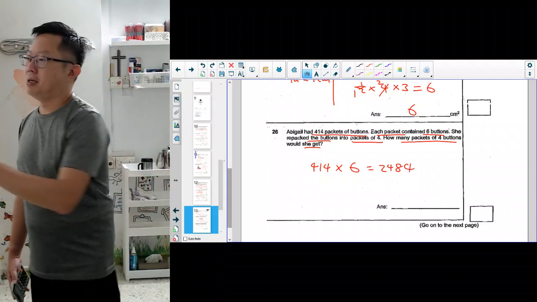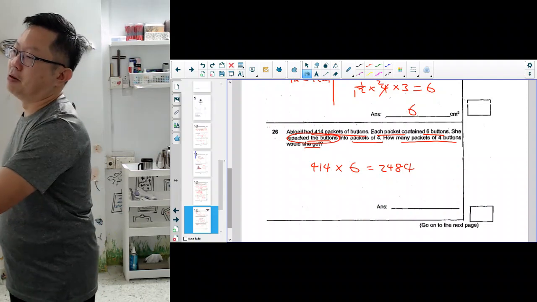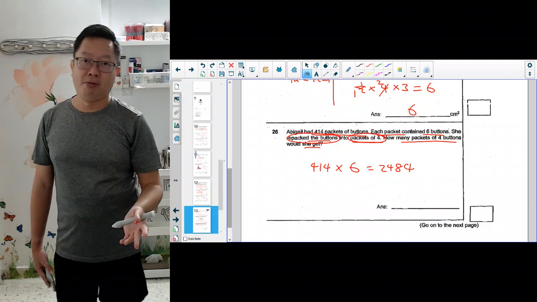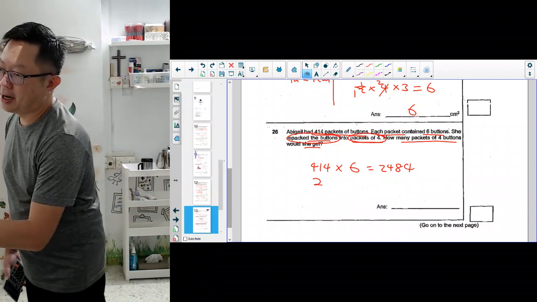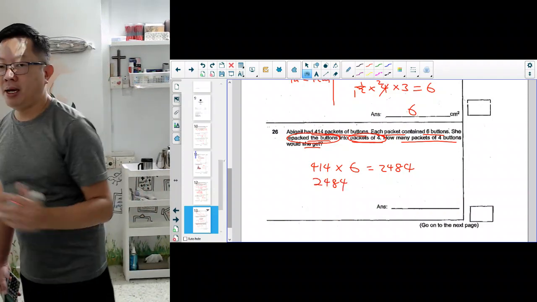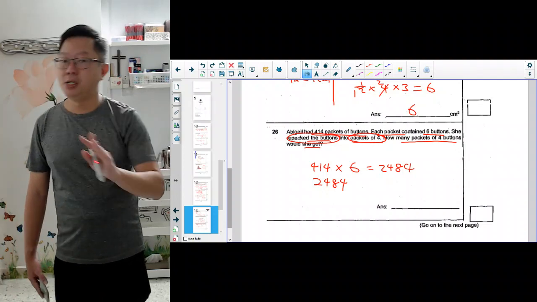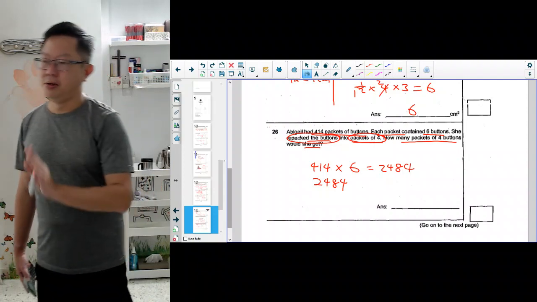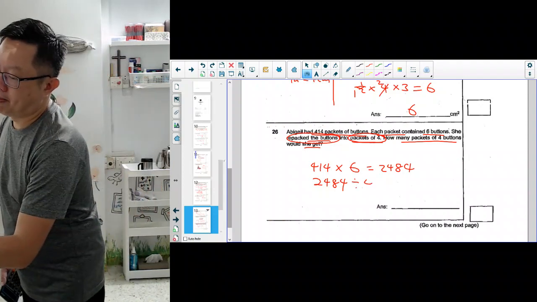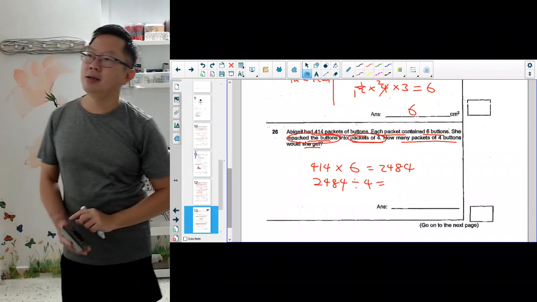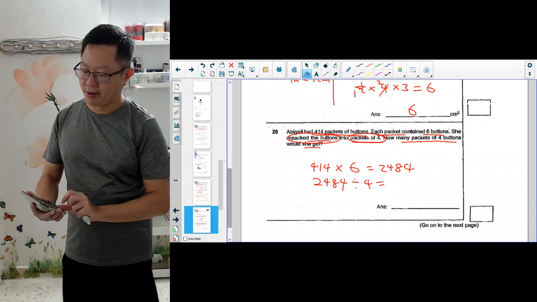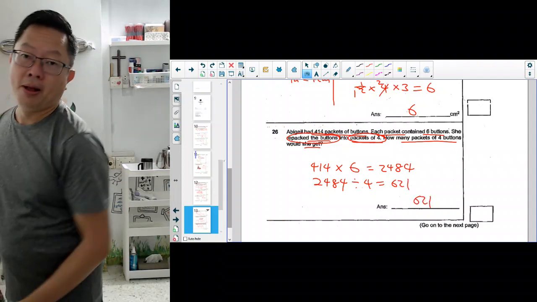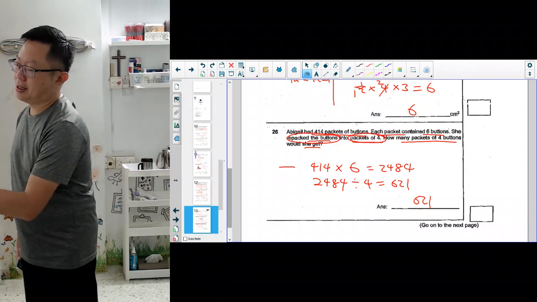And what did she do with all the buttons? She repacked the buttons into packets of 4. So what do you mean by packets of 4? It means that every packet has 4 buttons. So to find how many packets, you have to divide. So math is about plus, minus, divide, or times. So which one do you use? Over here, you want to find how many packets, so you must divide. Each packet has 4 buttons, so you divide by 4, and what do you get? If you do your working correctly, you will get 621 packets.